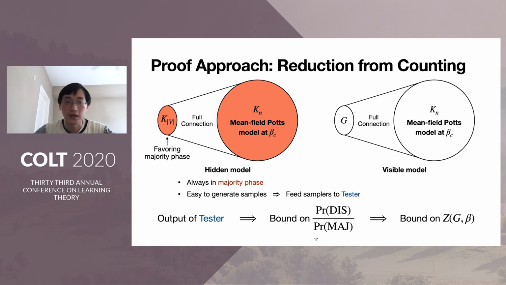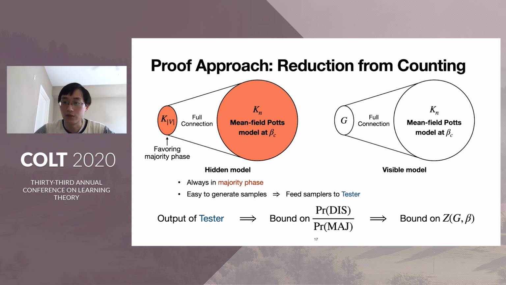And for the hidden model, we will use the same graph, but with G replaced by a complete graph on the same set of vertices. So this is a graph that favors the majority phase most. And we can show that the hidden model is almost surely in the majority phase. Also, it's easy to sample from it because most vertices will receive the same color. If you feed these samples and the visible model to the tester, then the output of the tester mainly tells you some bound on the ratio of the probability of the two phases, which will in turn give you some bound on the partition function.